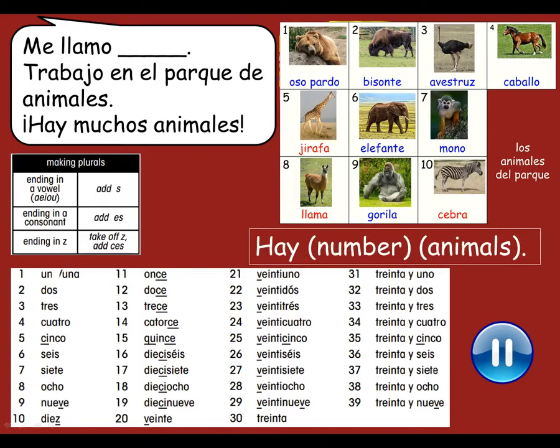So pause the video now, have a go at filling your mini book, and then press play again when you're ready to continue.